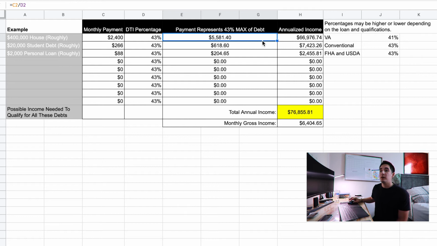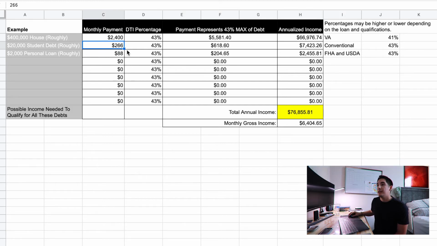You times that by 12, that is $66,000 of annualized income that you need to make to support a $2,400 monthly payment. And if you take in your student debt, which say you have a $266 payment, that's $7,000. So if we actually type in a dollar, you would see your annualized income to support that single dollar of debt would be $27.91 of annualized income that you would need to support it.